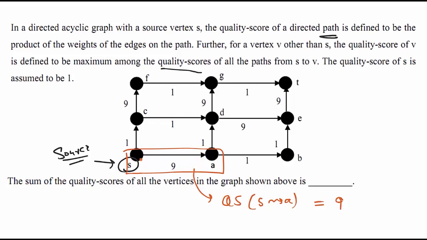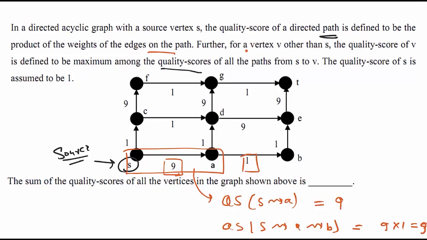Okay, if I ask you the quality score of the path SAB, S to A and then A to B, then you will be saying that 9 into 1, that is again 9. Why 9 into 1? Because 9 is the first edge and 1 is the second edge. That's why I need to take the product of all the edges on the path, right?